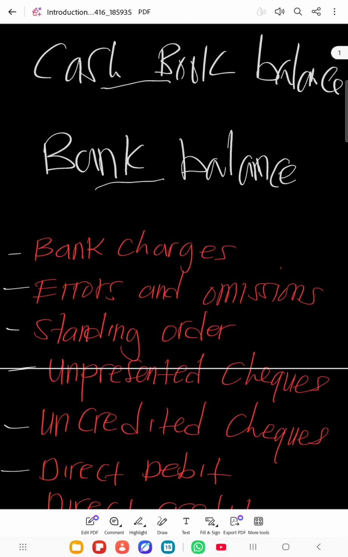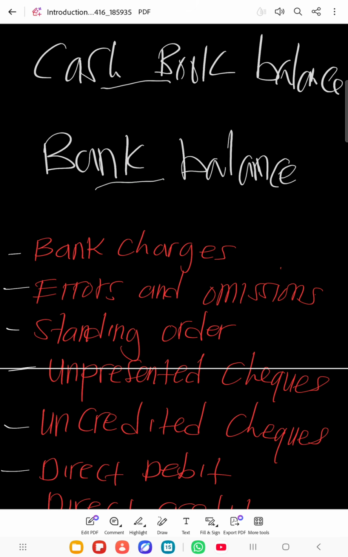And then you have errors and omissions. So you find that as a business, you might make mistakes. You might make an error, maybe in terms of amounts. You transpose figures, or you overcast or undercast an amount, or you record the wrong double entry. Where you're supposed to debit, you credit. Where you're supposed to credit, you debit. So that can cause a difference with what the bank has recorded on the other side. And then you find that that topic that you did, errors and omissions, it will come here. So those same errors, you'll be correcting some of them here.